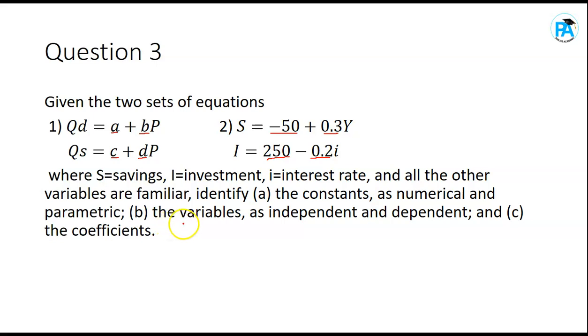Question B says we should determine the variables as independent and dependent. So first of all, what are the variables? QD is a variable. QS is also another variable. Are you following? P is another variable on its own, as I used here. Then Y here is a variable. I here is a variable. This I2 is a variable. This S2 is a variable. Now, these are the variables.